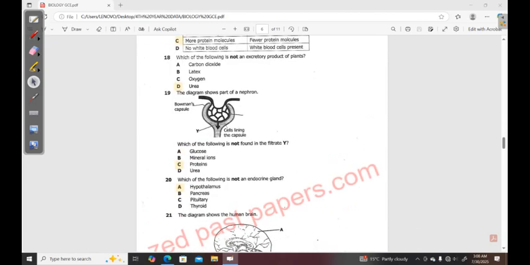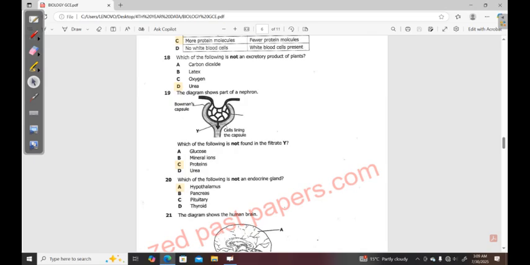18. Which of the following is not an excretory product of plants? A, carbon dioxide, B, latex, C, oxygen, D, urea. So the correct answer is urea. Oh, before we actually go to this, sorry, let me just make a correction. So urea can be a byproduct of nitrogenous waste from the nitrogen cycle. When you look at excretory, it has to be something after that particular chemical reaction. It comes out as a byproduct.